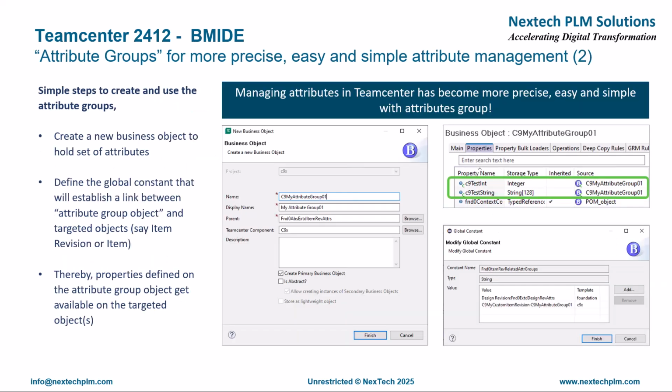In continuation of what we discussed, to define and use an attribute group, you can follow simple steps. Create a new business object as shown here to hold the group of attributes, and then define the global constant to establish a link between the attribute group object and the target object, like an item or item revision. Once the link is established, you can see those attributes available on the target objects.